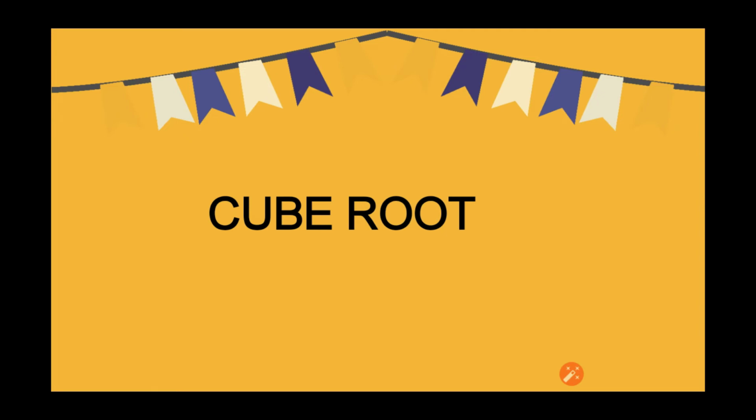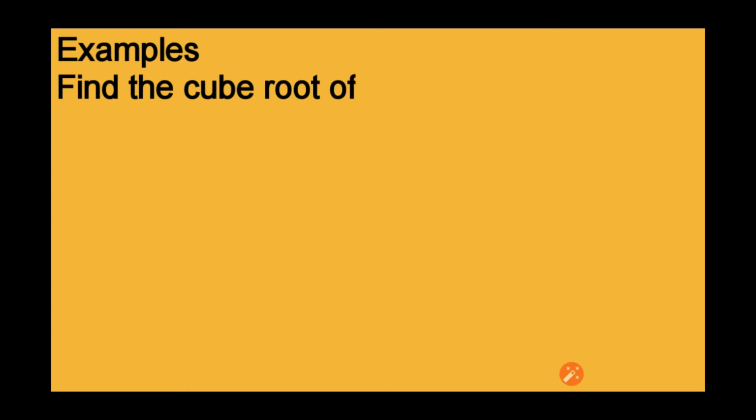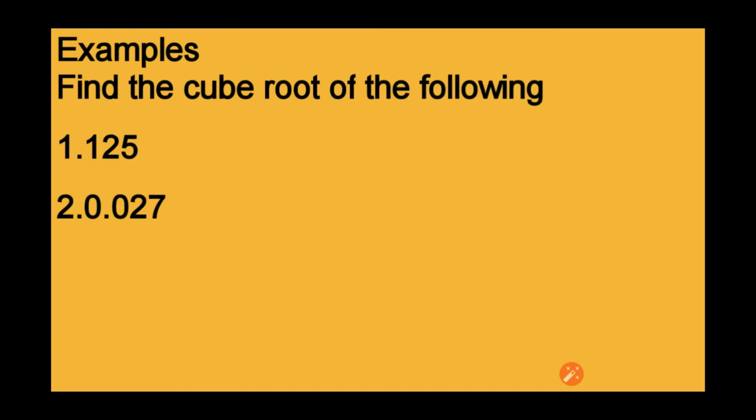Now, let's look at cube roots. The cube root sign is denoted as shown below. It is the radical sign of the square root sign with a little 3 to denote the cube root. We'll also be looking at how to find the cube root of a number. Examples. Find the cube root of the following: 125, and the second one is a decimal, 0.027.